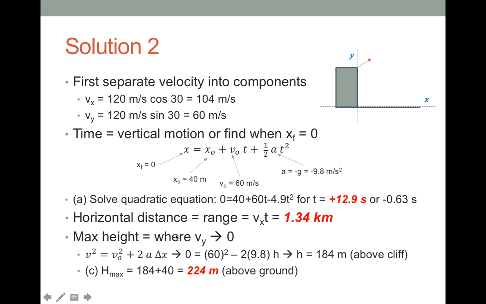Maximum height is again determined by when the vertical velocity goes to 0. Again, we solve it the exact same way as we did before. This final velocity must be 0. Initial velocity is this vertical velocity. And again, we have minus 9.8. We solve for the height. Notice this is the height above the cliff. That's what this delta x would be, the height above the cliff. To get the total height, we have to add the height of the cliff. So we must add this 184 to the 40 to get the total height above the ground.